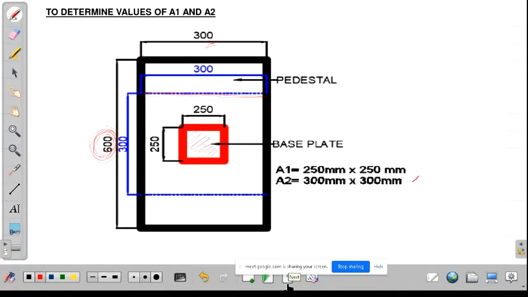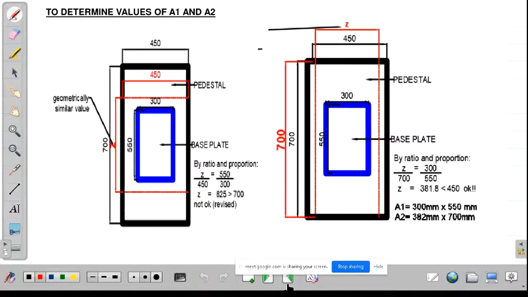Okay? So, what if naman yung ating pedestal and base plate is in rectangular shape? So, yung pedestal natin, rectangular. Yung base plate natin, rectangular din. Okay, paano natin kukunin yung area 1 and area 2? Okay? So, yung area 1 natin, in contact pa rin. So, yung area pa rin ng ating base plate. So, tingin kayo dito sa left drawing. So, yung area 1 natin is yung in contact. So, ito pa rin yung area 1 natin, kasi yan yung in contact between base plate and yung pedestal. So, that is 300 by 550.